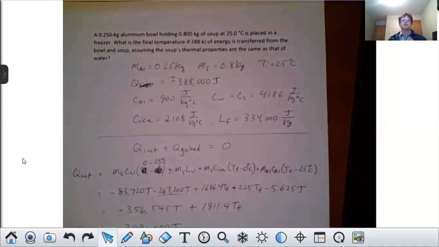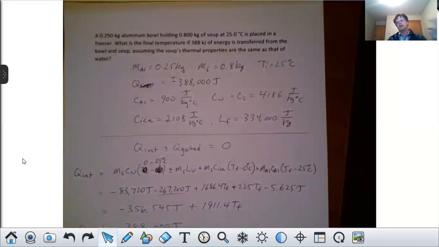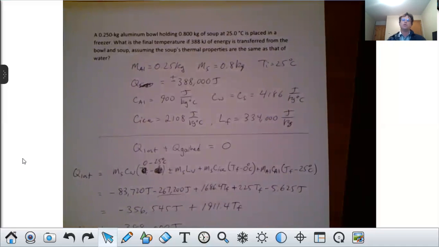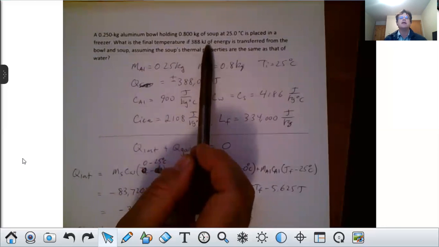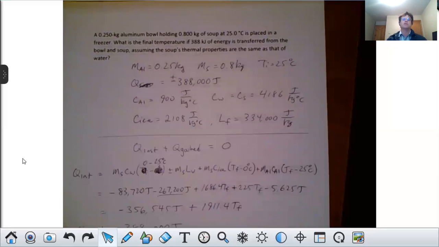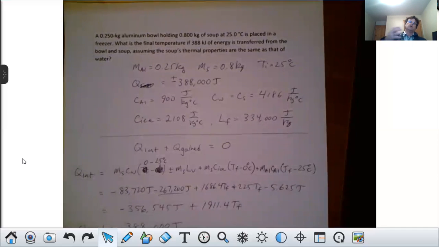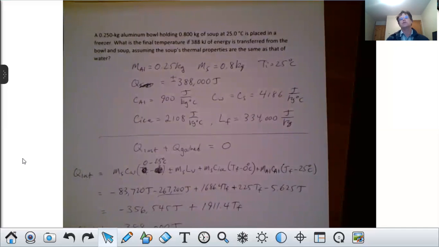It's placed in a freezer. So now the freezer is going to subtract or take heat away from the bowl and the soup. What is the final temperature if 388,000 joules of energy is transferred from the bowl and the soup to the freezer, assuming the soup's thermal properties are the same as that of water? So basically the soup is like water.